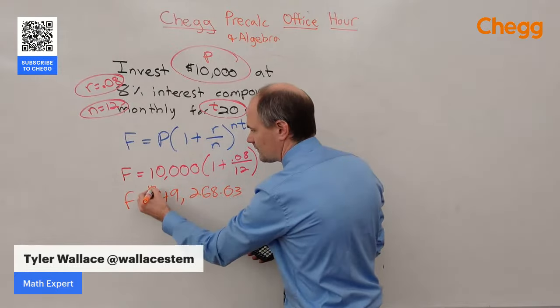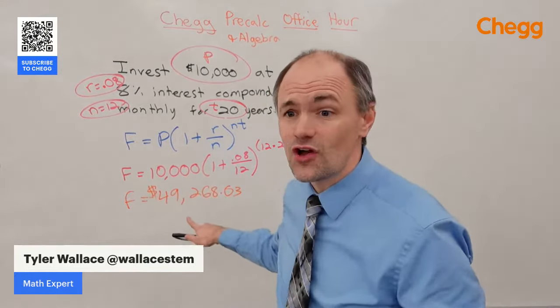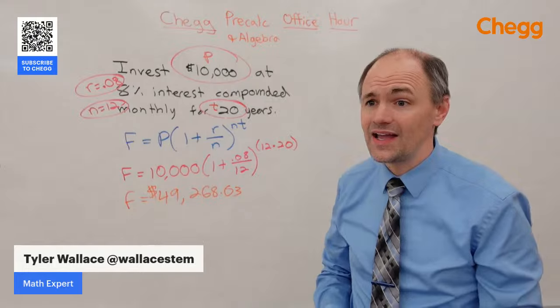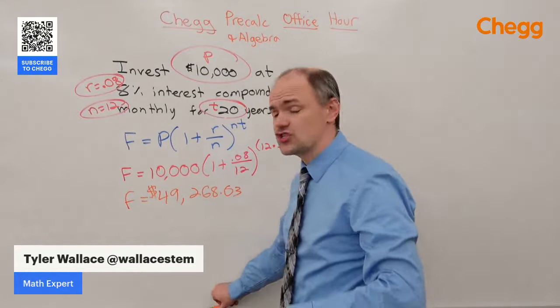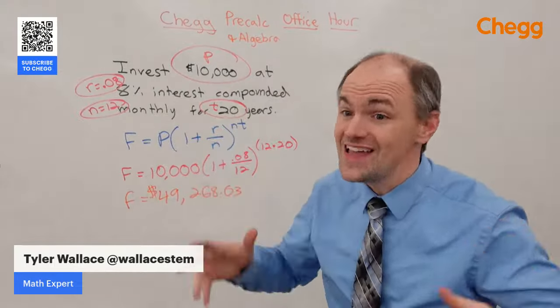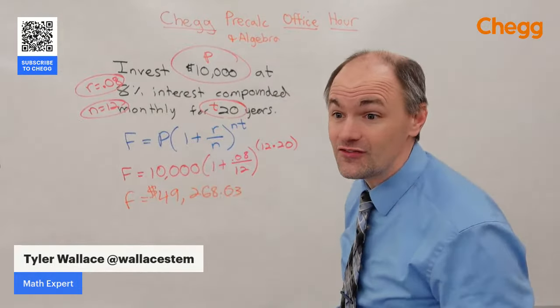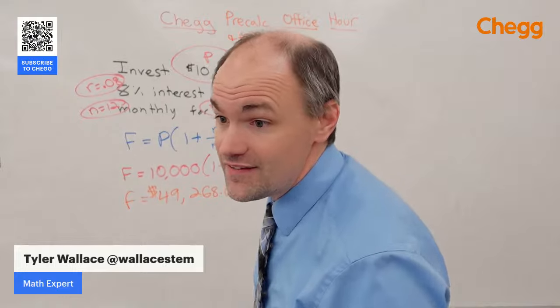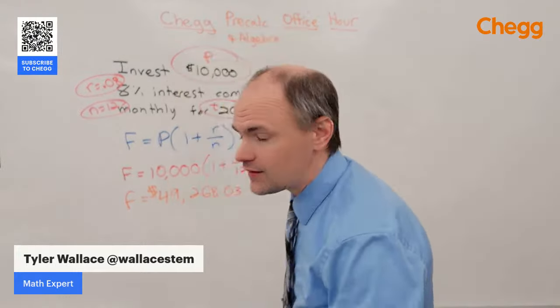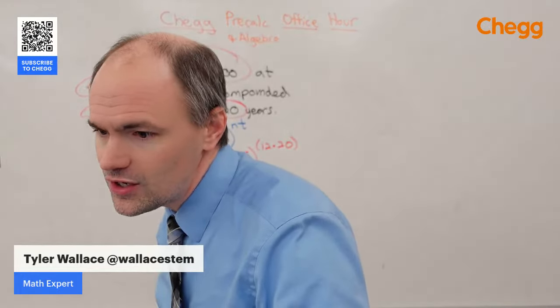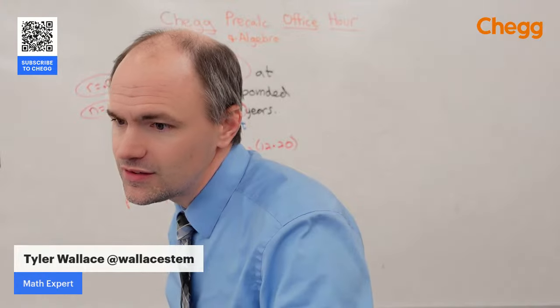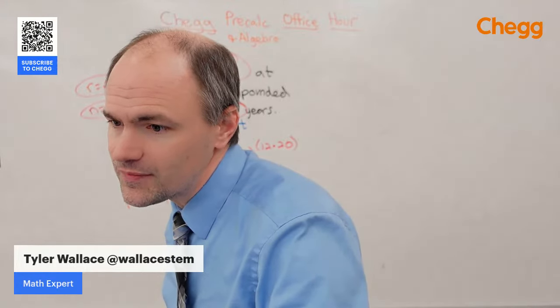$49,268.03. Your $10,000 has almost been multiplied by 5. That is huge. I think it was Einstein that said the strongest force in the universe is actually compound interest and how fast it grows. Very, very cool. I got some more questions coming in about logs. So let's back up and take a look at some of those log questions.